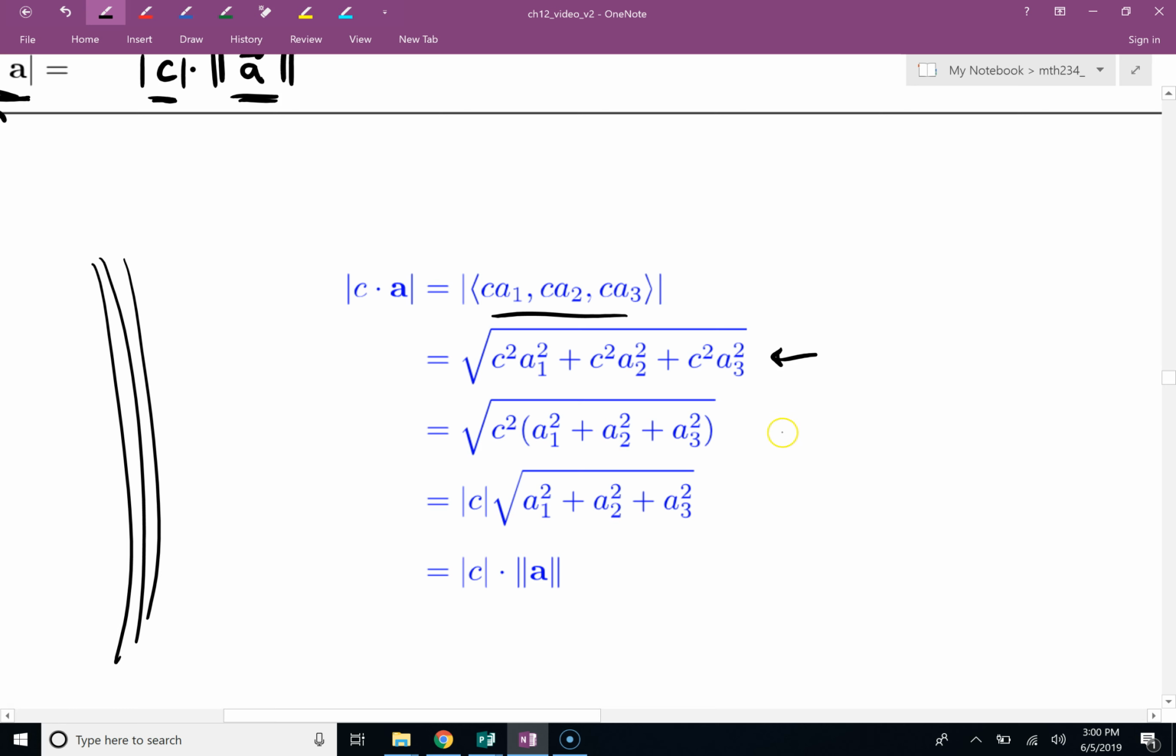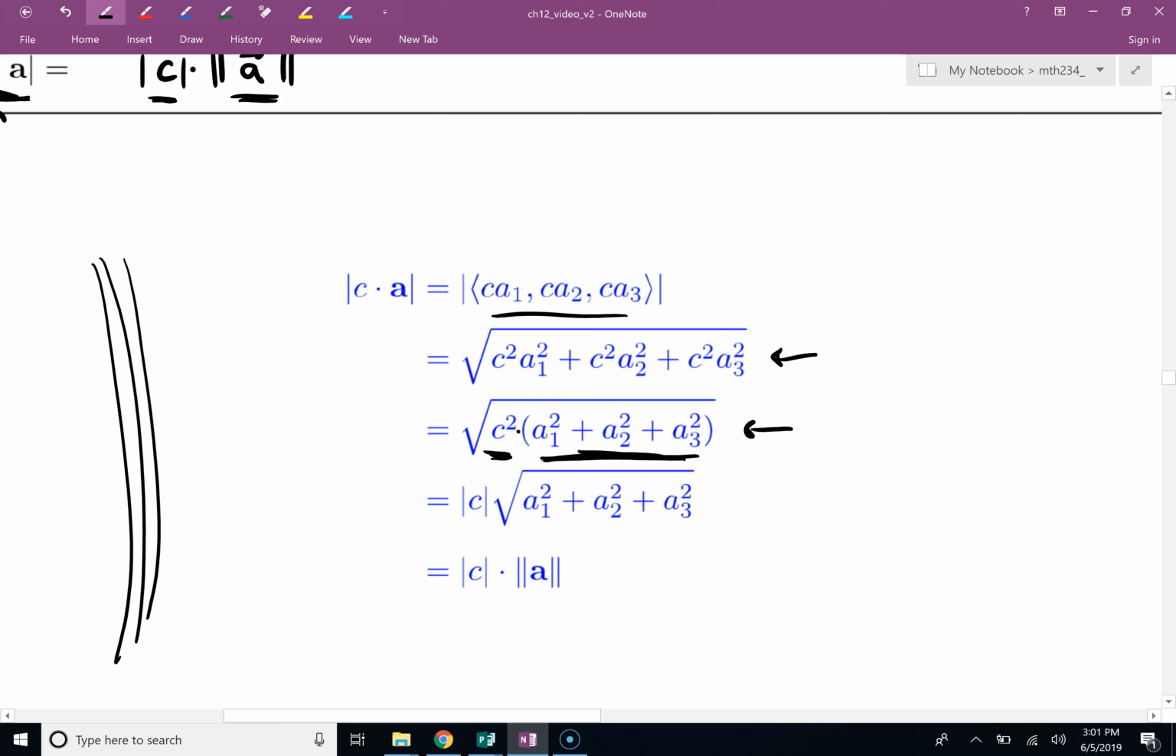And now we can see that every single term here has a c squared, so I could factor that out. And then there's a great property of square roots, or really all exponents, that you can distribute it to each piece. So I could take the square root of just c squared, and then take the square root of just this other piece and multiply those together.